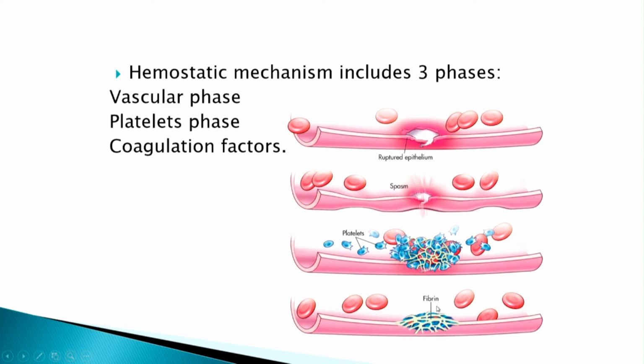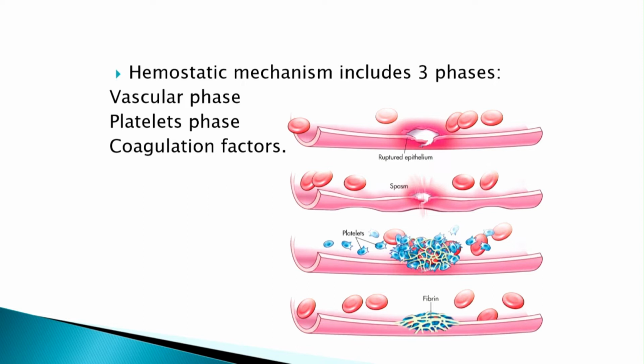in order to stabilize the blood clot. So the blood clot forms after spasm or constriction of the blood vessel in order to reduce the amount of blood loss, then the aggregation and attachment of the platelets to the injured wall, then the sequential activation of the coagulation factors in order to form fibrin, which stabilizes the blood clot. So this is the normal hemostatic mechanism in a normal person.